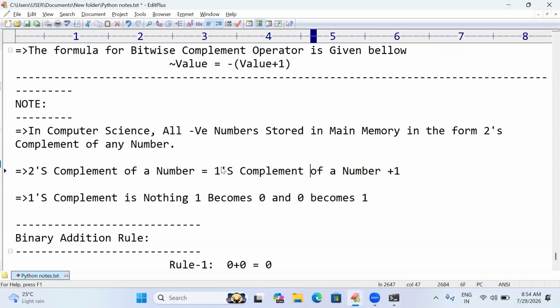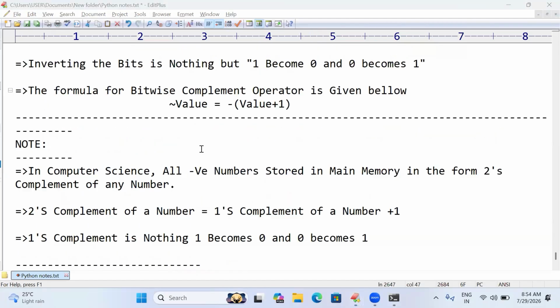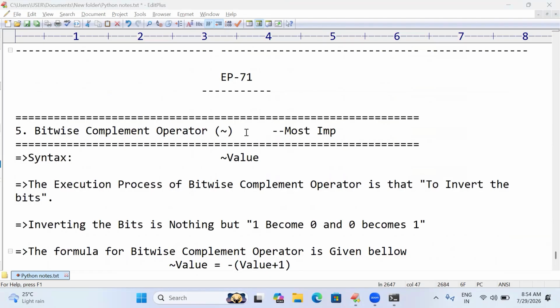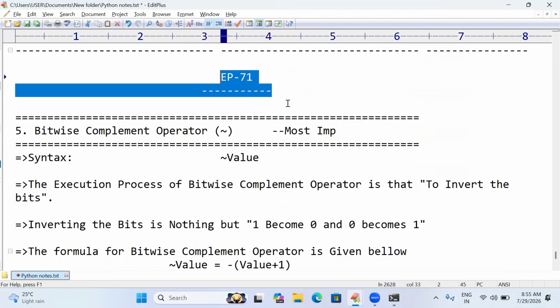So that's all for today's episode. In this episode, we discussed the bitwise complement operator in Python, which is most important. That's all for today's episode. I hope you all understand.